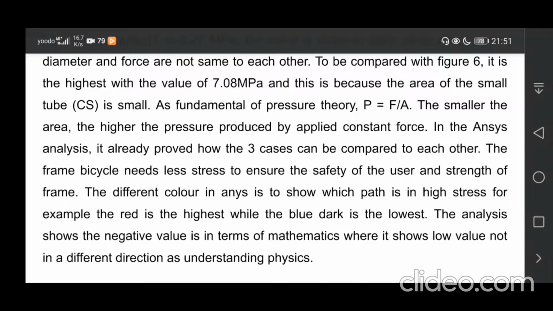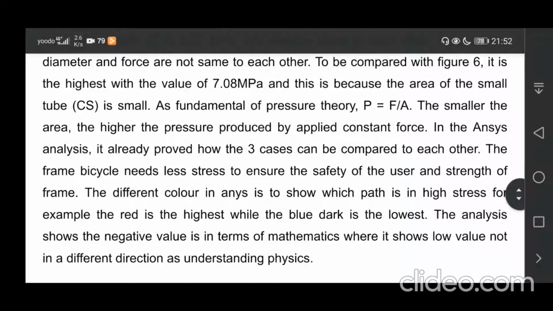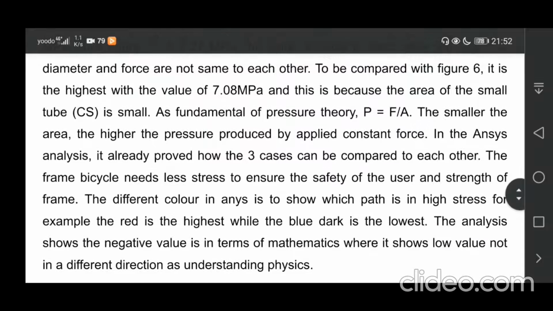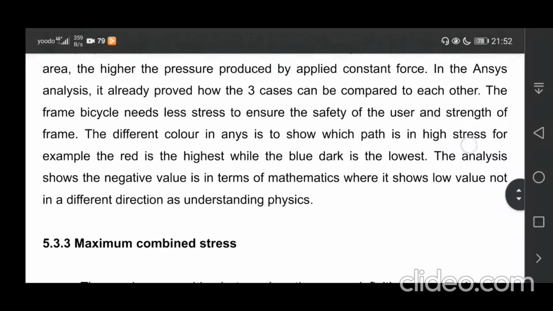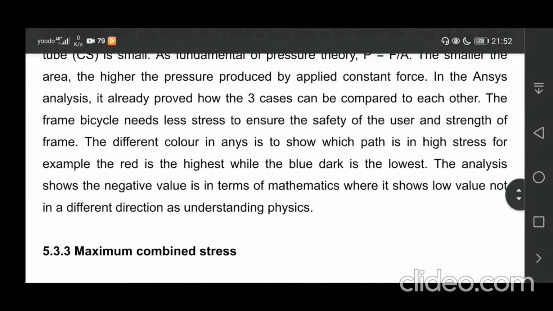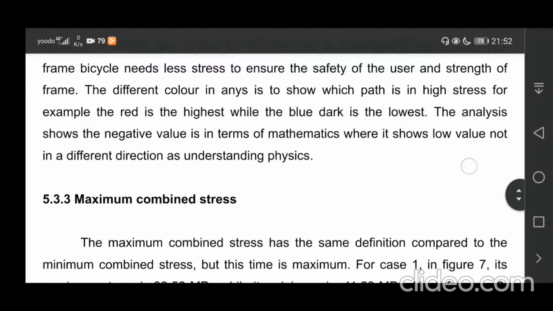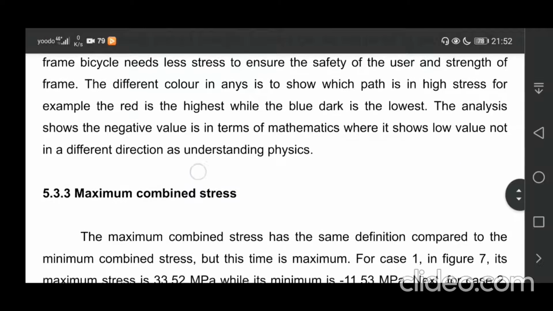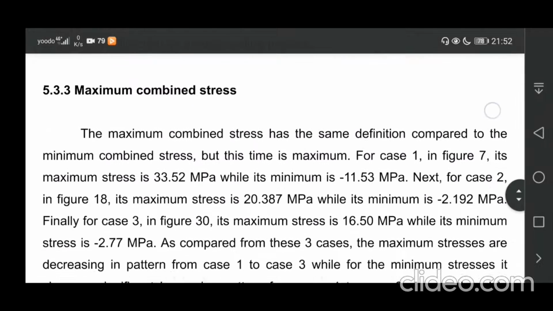This is because the area of the small tube is small. As in the fundamental pressure theory, P equals F over A. The smaller the area, the higher the pressure produced by the constant applied force. The analysis shows a negative value in terms of mathematics, where it shows a low value, not a different direction as understood in physics.